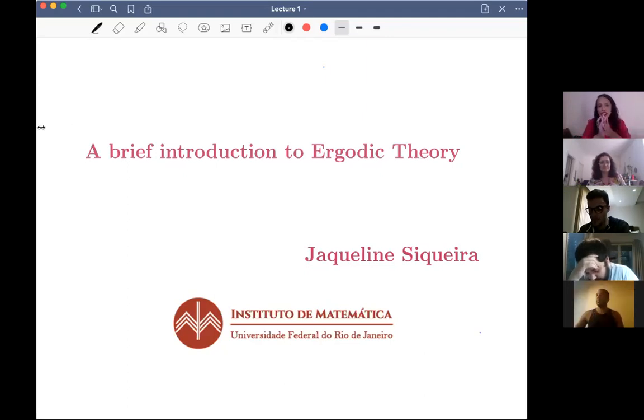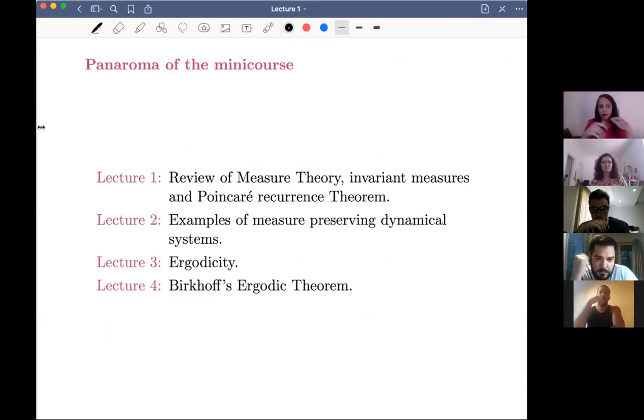So my idea is to give just a first contact with this very nice field that I'm working on, ergodic theory. Let me start by giving a panorama of what I plan to do in these four lectures. So I want to start with a very short review of measure theory. So the undergrad students can have time to adapt. And maybe if you don't know much measure theory, if you didn't see it, we can give an idea and you can still enjoy the course.